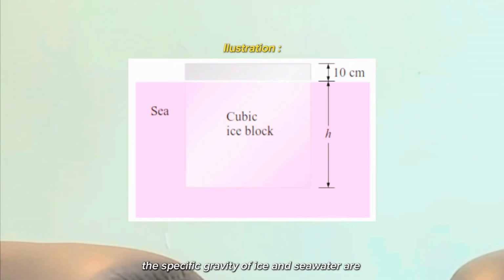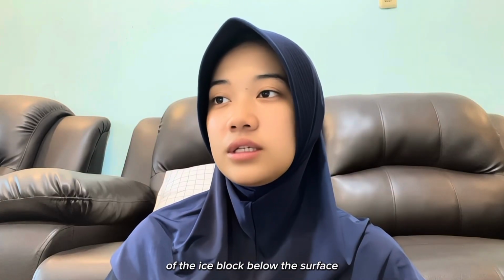The specific gravities of ice and seawater are 0.92 and 1.025 respectively. If a 10 cm high portion of the ice block extends above the surface of the water, determine the height of the ice block below the surface.